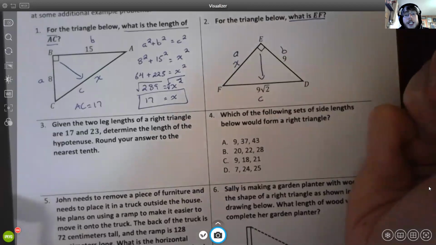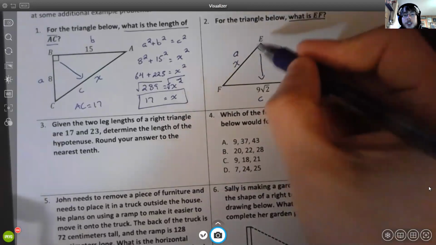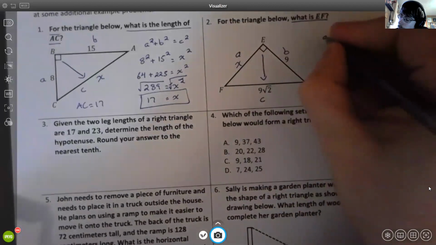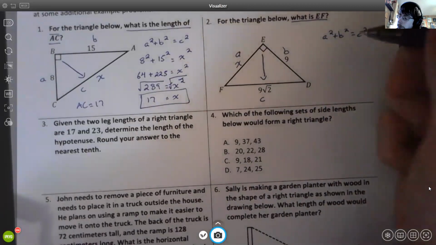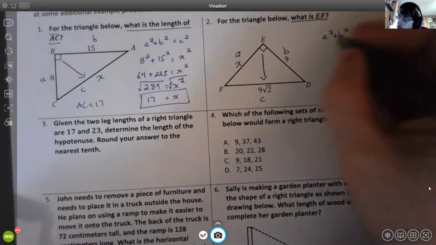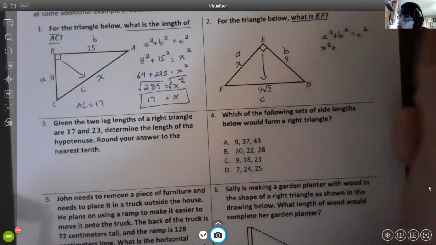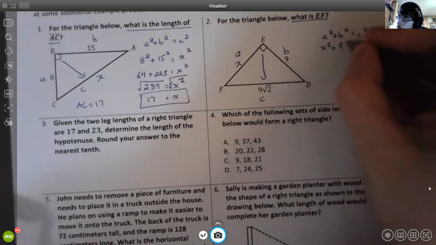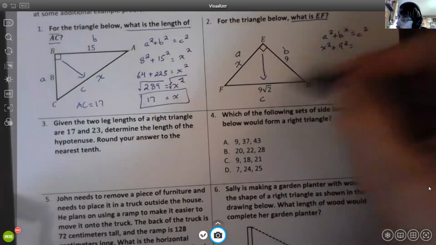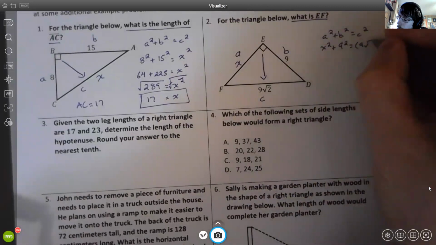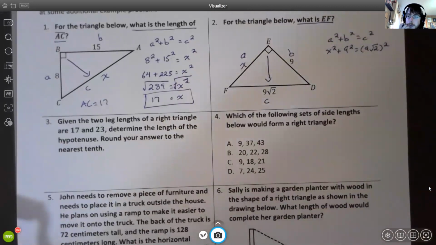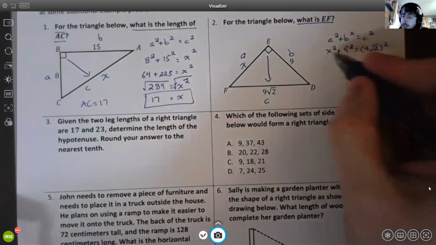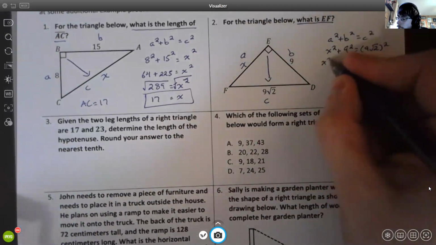So now we have our Pythagorean theorem to figure out what the missing side length is, which is EF. So we've got A squared plus B squared equals C squared. A squared would be X squared. B squared would be 9 squared. And C squared would be parentheses 9 root 2 parentheses squared. Well, we can't do anything with the X squared, so we just drop it down.